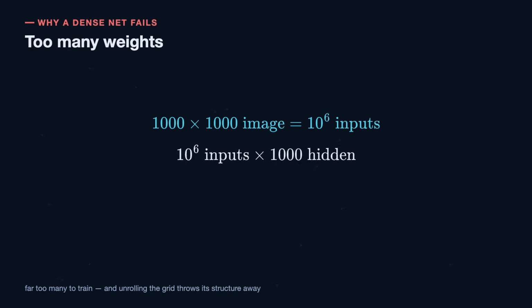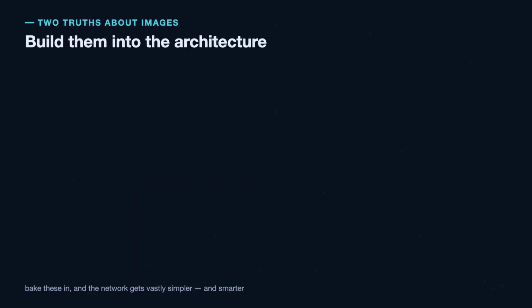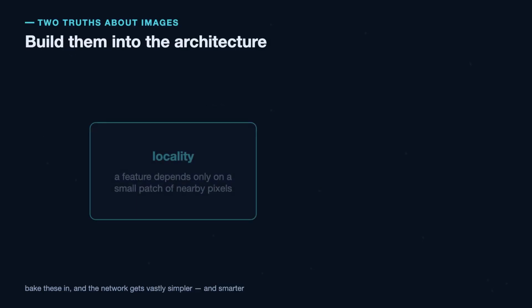Now try to feed that grid into an ordinary, dense network. Unroll a modest 1,000 by 1,000 image into a single column. That is 1 million inputs. Connect them to just 1,000 hidden neurons, and you have 1 billion weights in the first layer alone. Far too many to train, and worse, unrolling the grid throws its structure completely away.